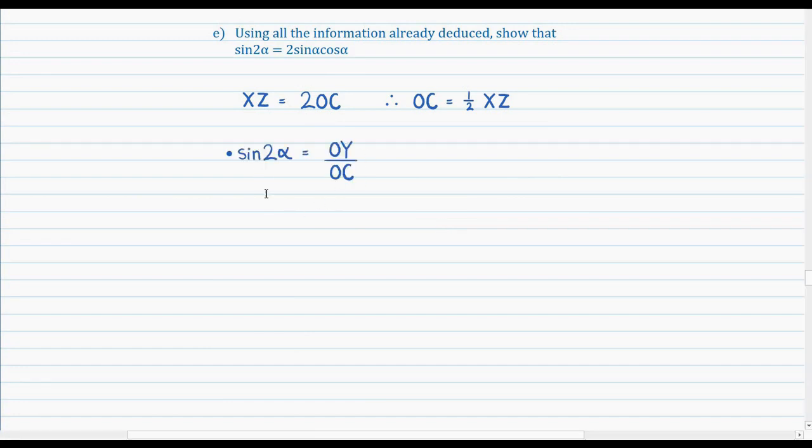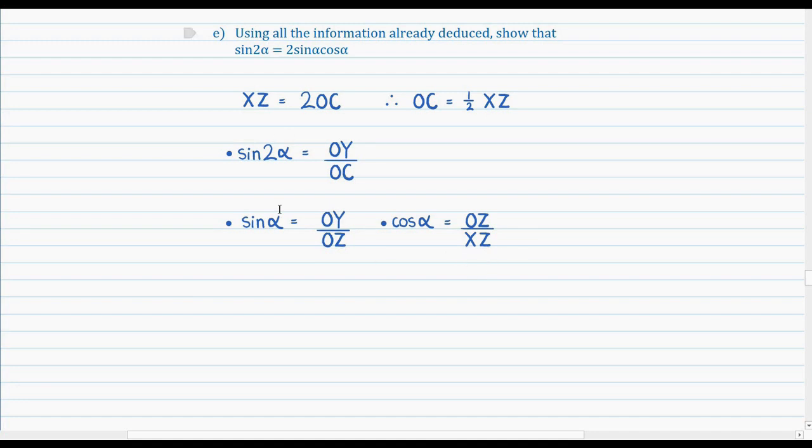So we have a term representing the equation on the left-hand side, and we need to see how to turn this into the equation on the right-hand side, meaning 2 sine alpha times cos alpha. From the second and third parts of the question that we already did, we already have equations to represent sine alpha and cos alpha, which were sine alpha equals OY over OZ and cos alpha is equal to OZ over XZ. I think we now have enough information to put everything together.